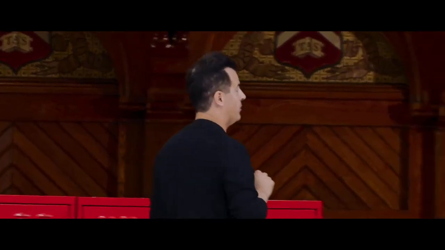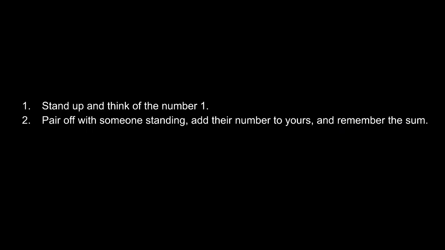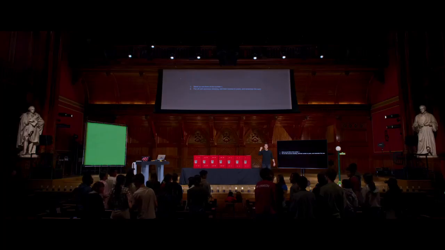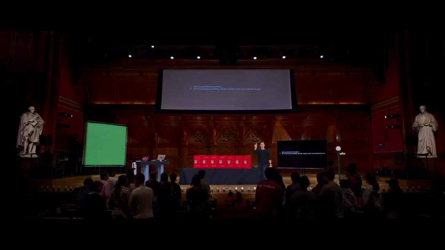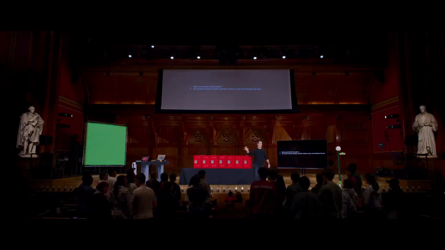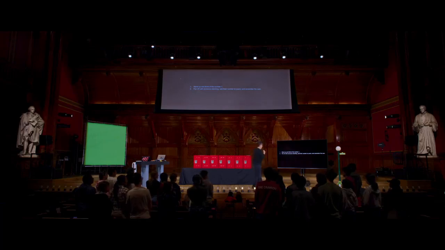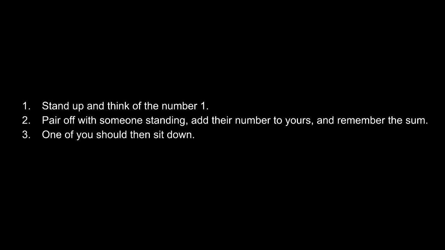Step 2 of this algorithm for you is going to be this. Pair off with someone standing, add their number to yours, and remember the sum. Go. OK. At this point in the story, everyone, except maybe one lone person if we've got an odd number of people in the room, is thinking of what number? 2. OK, so next step, one of you in each pair should sit down.